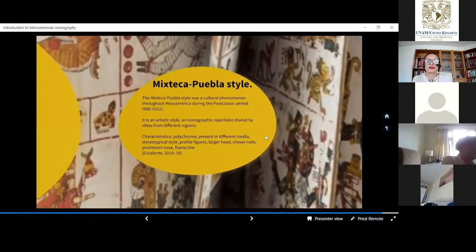Well, the examples that I will talk about are part of something called the Mixteca-Puebla style. This style was widespread in Mesoamerica during the post-classic period. It seems that at that time, the elites or the people in power used to travel and exchange information quite a lot. So in order to exchange information, they needed a language or a style that made it available for everyone, disregarding the language. So they really tried to show this knowledge so that everybody could understand it.